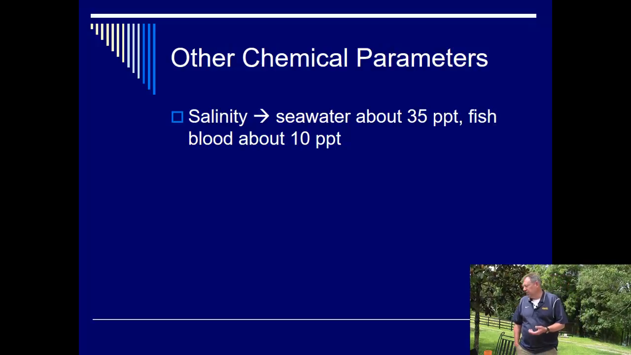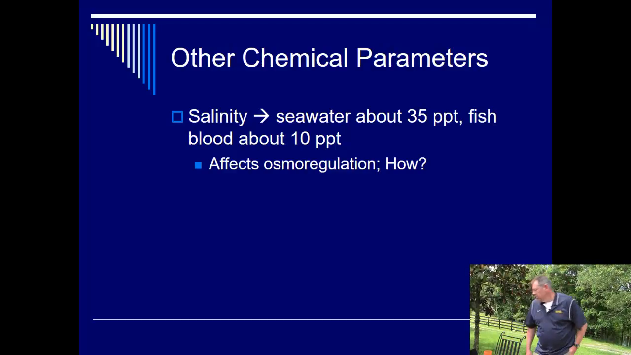Now, seawater is about 35 parts per thousand. And if you look at a fish's salinity, if you look at all the things that are dissolved in a fish's blood, that makes them about a third of that, about 10 parts per thousand. So that affects the osmoregulation of a fish. Well, how? How do fish osmoregulate? And how does a marine fish differ from a freshwater fish? Well, you probably talked about this before in your biology classes.